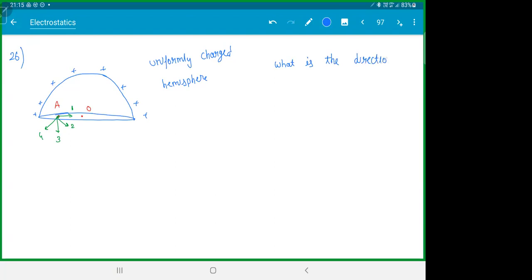What is the direction of the electric field? At the center, obviously, it is down. But what is the direction of the electric field at point A? Is it in the direction of 1, 2, 3, or 4? Check. Think. Okay, Ritam said something. Let's see others. I'll give you a minute.